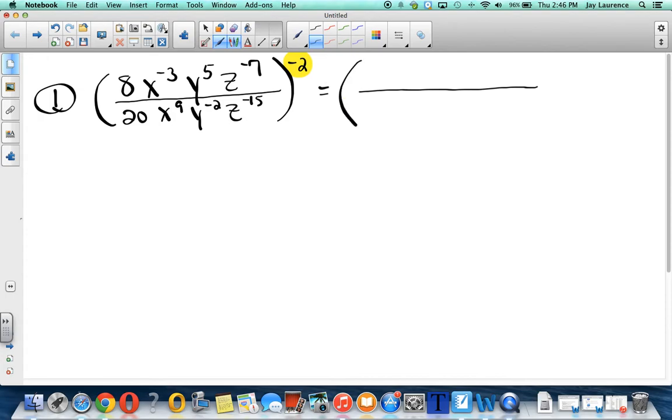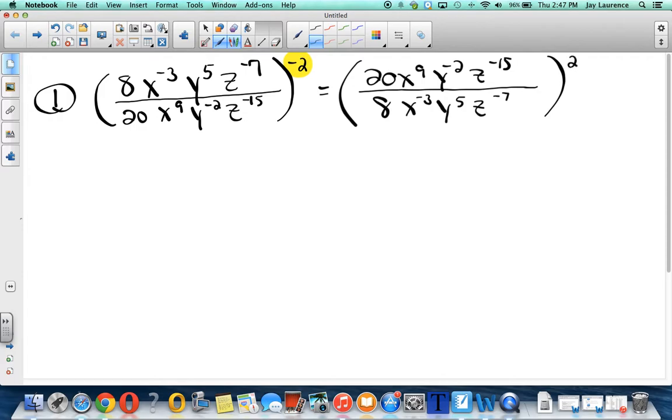So all I'm going to do is flip my fraction. Now nothing is going to change, except the position of everything. If the number is in the denominator, it'll move to the numerator. If the number is in the numerator, it'll move to the denominator. All right, 8x to the negative third, y to the fifth, z to the negative 7.